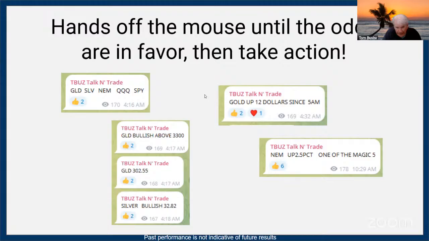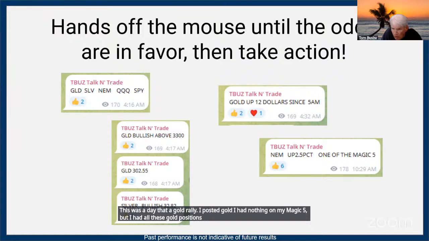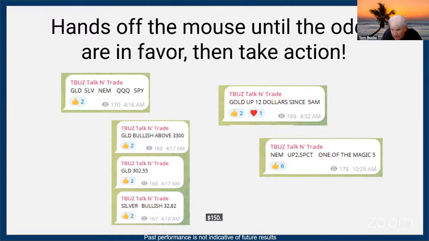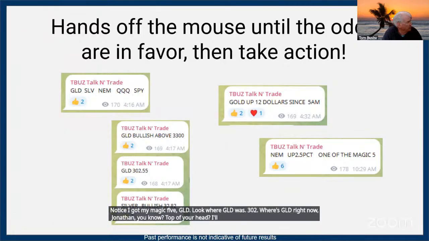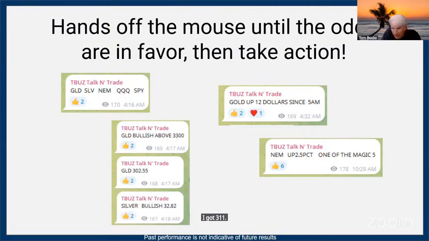This was a day that gold rallied. I posted gold. I had nothing on my Magic 5, but I had all these gold positions long. Guess how much gold went up from Monday night? $150. Notice I got my Magic 5, GLD. Look where GLD was, 302. Where's GLD right now, Jonathan? You know, top of your head? I'll check it real quick. I got 311. 100 shares would have paid you $900 for that kind of information.